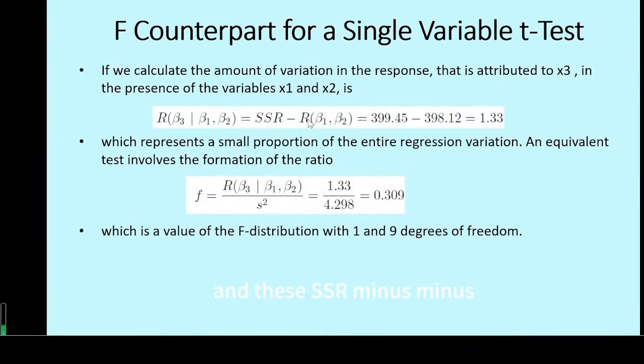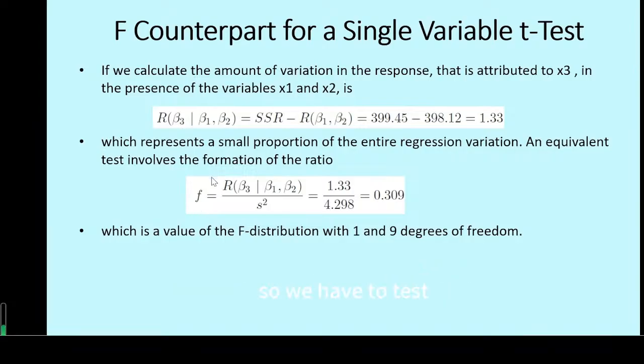And this SSR minus another SSR we called R beta 1, beta 2. So R beta 1, beta 2 is a model which does not have variable 3, only variable 1 and variable 2. So the difference of the variation explained by these two models is the contribution of variation explained by only variable 3. So this term is about 1.33. So this actually is a very small proportion of the entire regression variation explained by this variable inclusion.